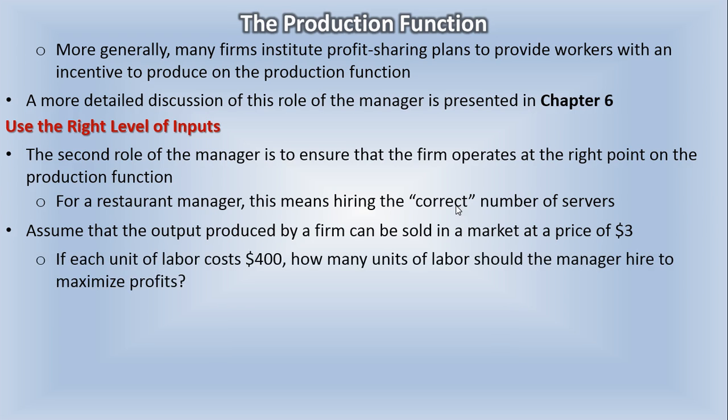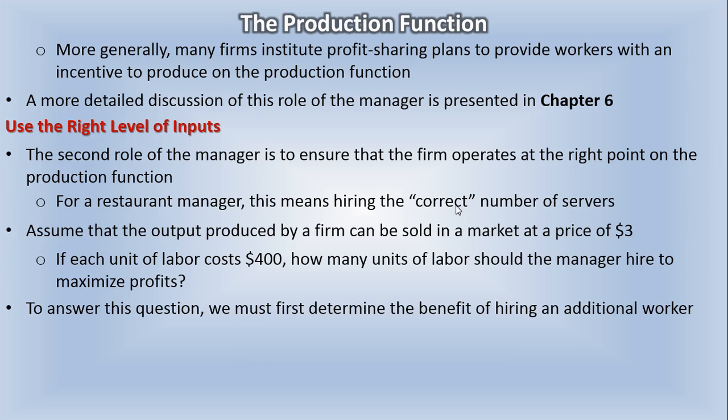If each unit of labor costs $400, then the question is, how many units of labor should the manager hire to maximize profit? That's a how much question, a how many question. Whenever we're dealing with those questions in economics, we have to consider marginal benefits and marginal costs. What is the extra amount of benefit that can be gained from hiring an additional worker versus what is the additional cost incurred by hiring an additional worker?